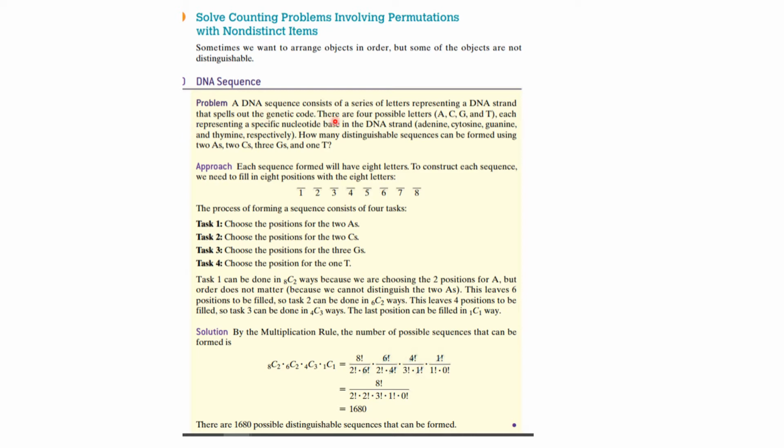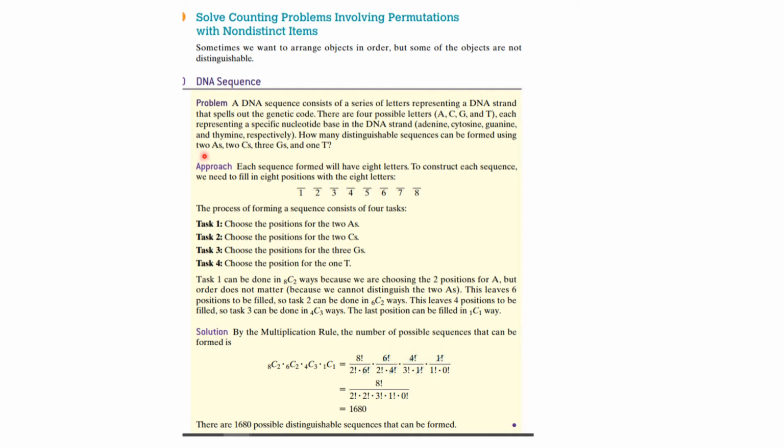So a DNA sequence consists of a series of letters representing a DNA strand that spell out the genetic code. There are 4 possible letters, A, C, G, and T, each representing a specific nucleotide base in the DNA strand. And here are the names of those for you. How many distinguishable sequences can be formed using 2 A's, 2 C's, 3 G's, and 1 T?